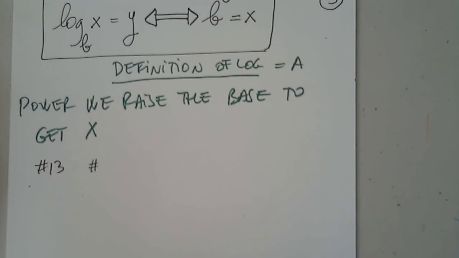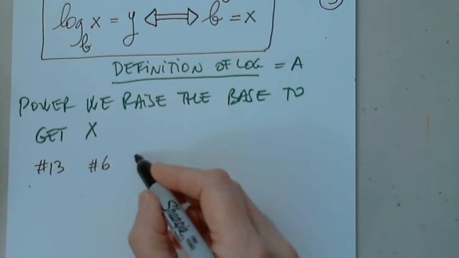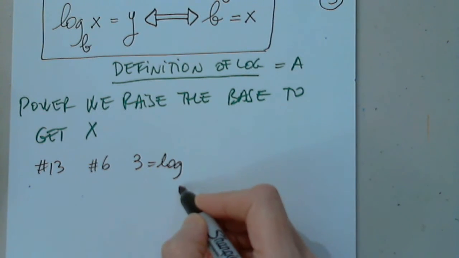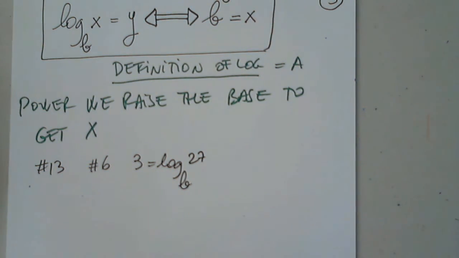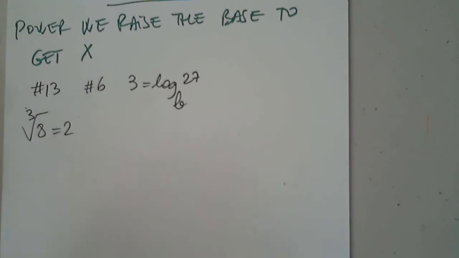Okay, which one? Number 6? Number 6. Perfect. So in number 6, we have 3 equals log base b of 27. And then I'm going to copy also, you said 13. Where is 13? I see it. The cube root of 8 equals 2. Perfect. Okay, so let's start with 6 and then 13.